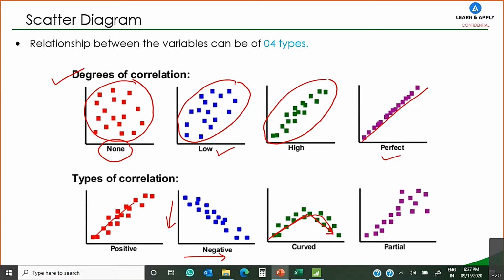In some variables, we can see a partial correlation is present. Up to some extent there is a perfect correlation, or there is a correlation, and after that there is no correlation. This kind of correlation is called a partial correlation. So this is just a graphical representation of the data points from which we can say whether the two variables are correlated or not.